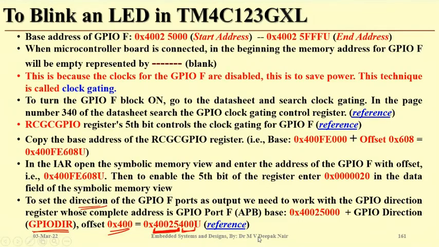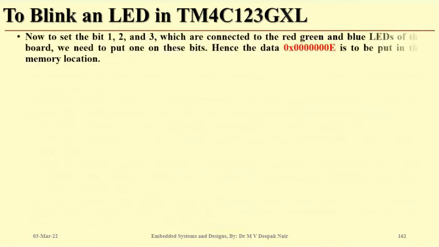So we will go to that particular port and make it output pins. To make the output pins, we are entering 0E. Why? Because 0, 0, 0, 0, sorry, 1, 1, 1, 0. Okay, so this is D0, 1, 2, 3, and 4. So these 3 bits are becoming output.